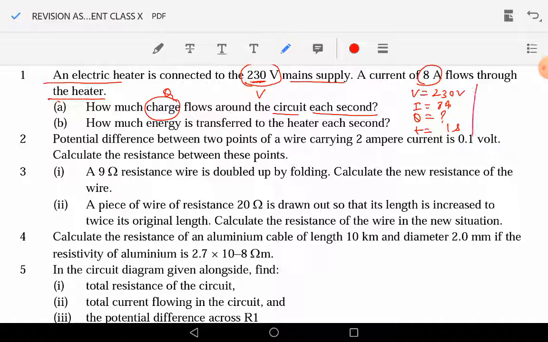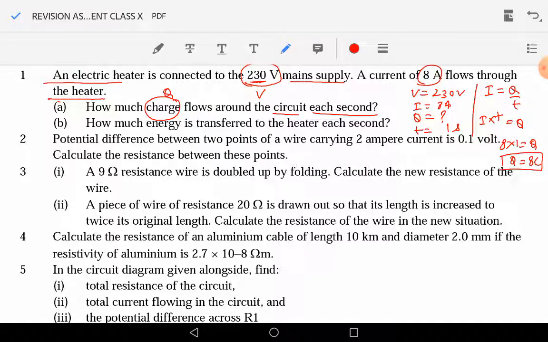So we will apply the simple formula that I is equal to Q upon T. So Q is equal to I into T. We will just put the values. It will be 8 into 1 is equal to Q, and we get the answer Q is equal to 8 coulomb. So very simple part it is.